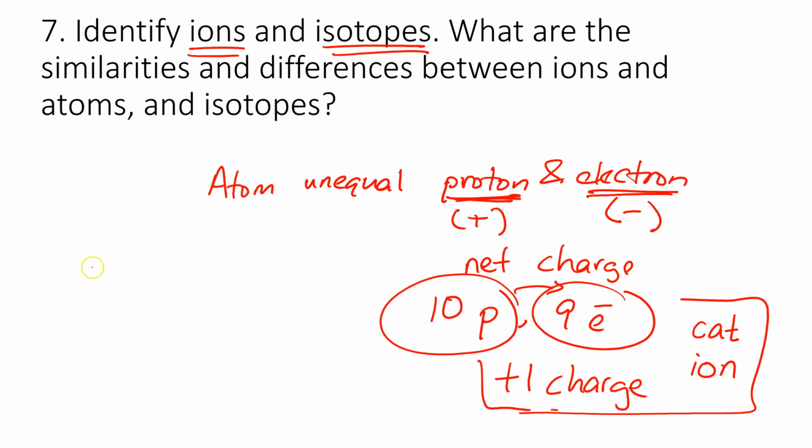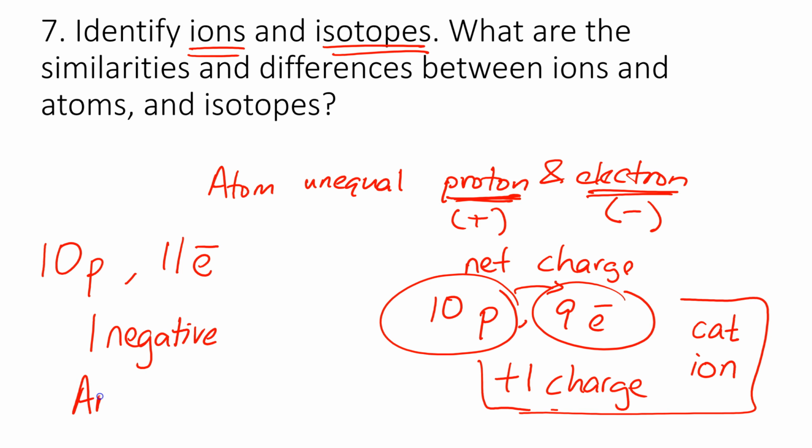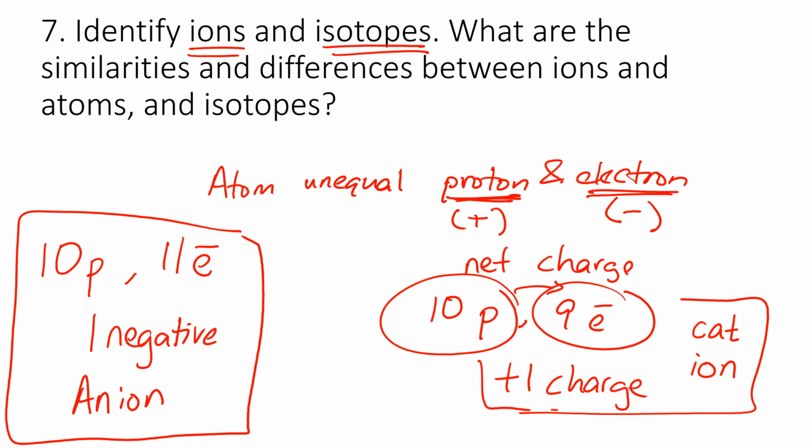If you have more electrons than protons, for example, I have 10 protons but 11 electrons, I will have a net charge of 1 negative. That makes me an anion. So an anion is a negatively charged ion.